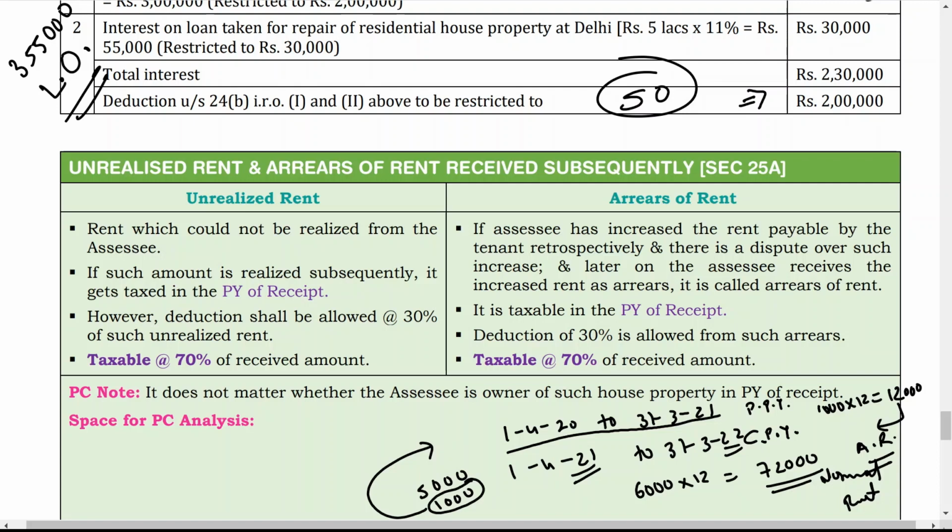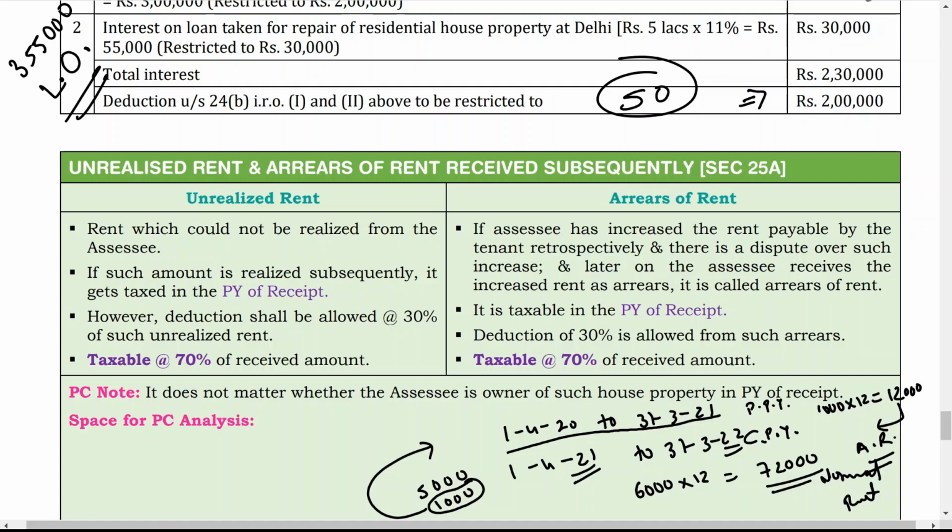Unrealized rent means the rent which could not be collected from the tenant, and arrears of rent means it is collected in the current previous year, but it is rent of the preceding previous year. Now the remaining points are more or less the same. If such amount is realized subsequently, it gets taxed in the previous year of receipt.